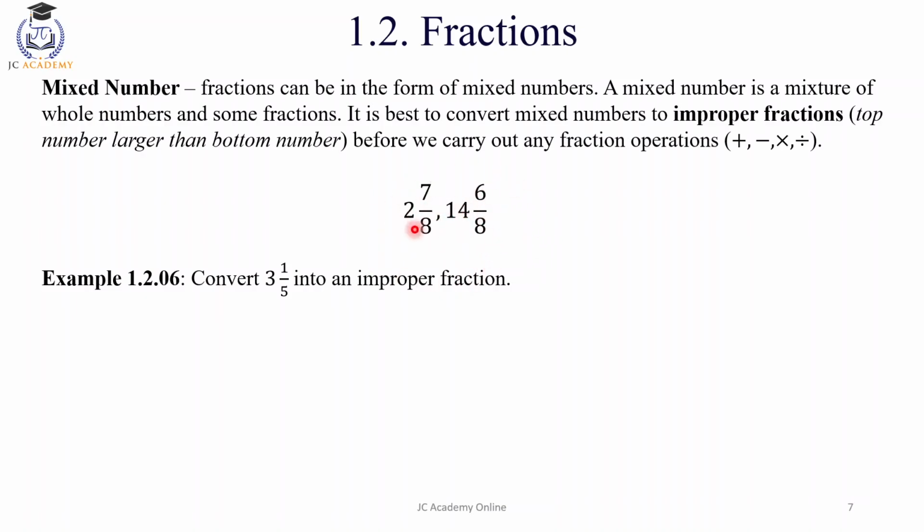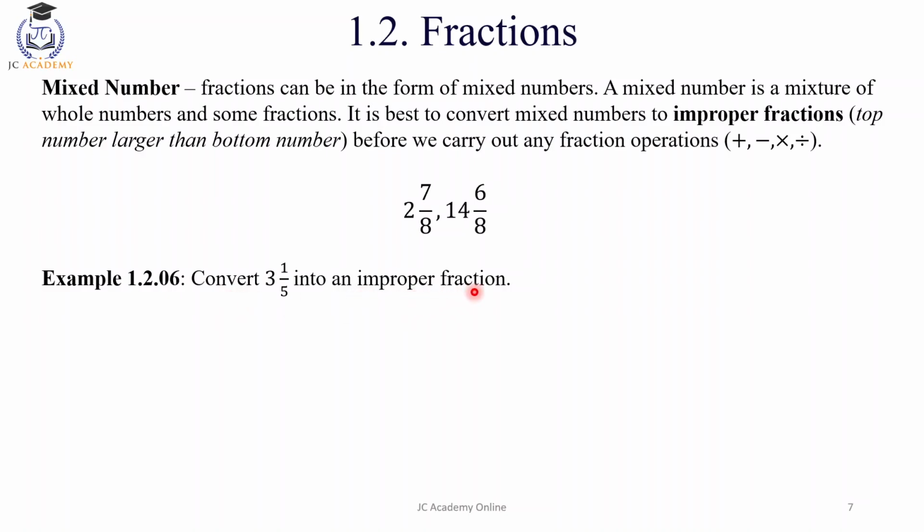These are also called proper fractions. They're called mixed numbers, and they're also called proper fractions because the fraction part has the top number, the numerator, smaller than the denominator. So let's look at an example. We have to convert 3 1/5 into an improper fraction. This is a proper fraction because the numerator is smaller than the denominator of the fraction.